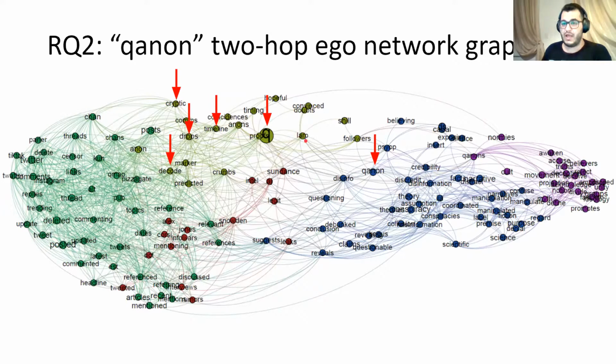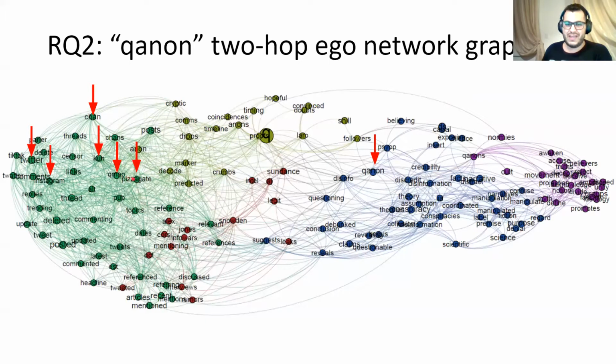That stands for live action role playing. I'm gonna get into that in the next slide. We also have words like timeline, Q drops, cryptic messages, decode, and so on. Now, in the green community, we come across the QAnon predecessor, Pizzagate.